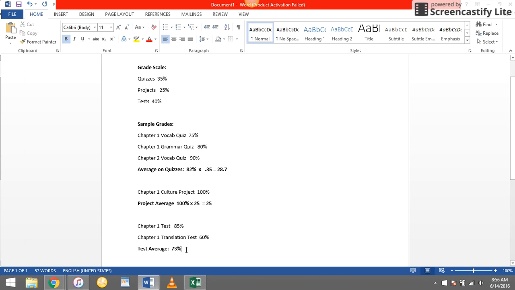And finally, on the test average, 73%, we're going to multiply that times 0.40 to see how much of that 40% the 73% is. We multiply 73 times 0.40, and it's 29.2.